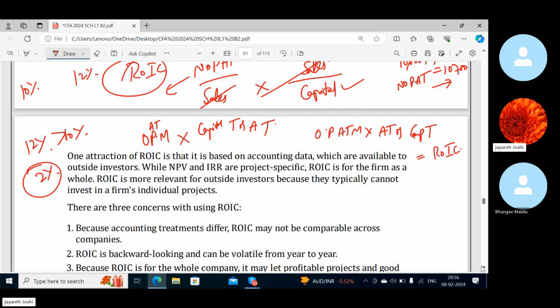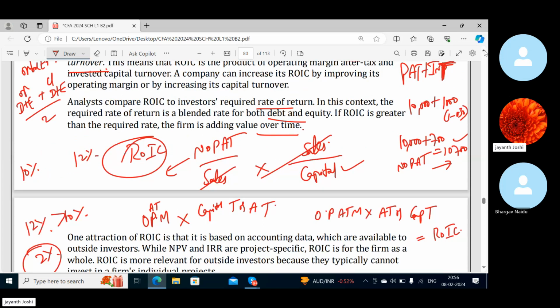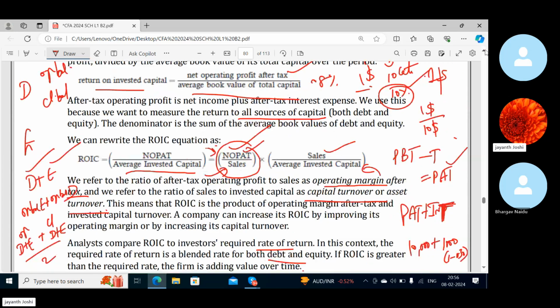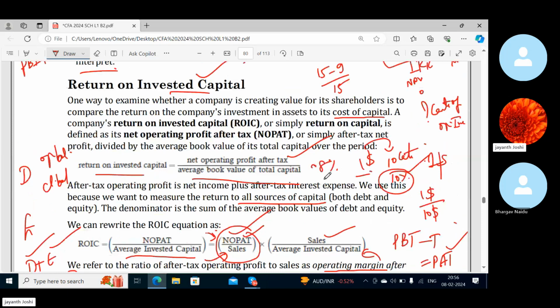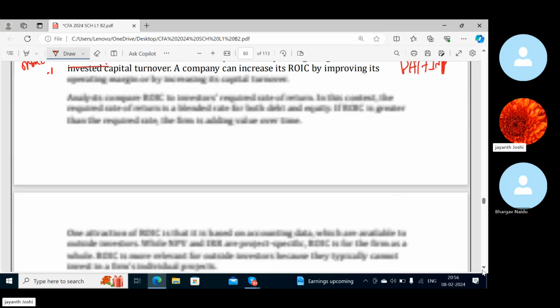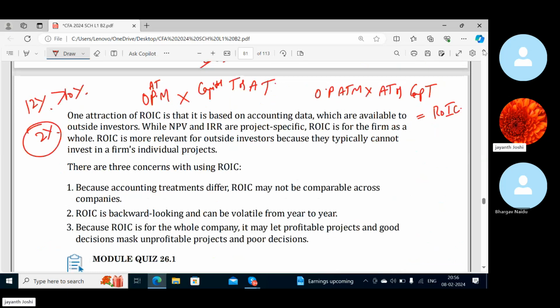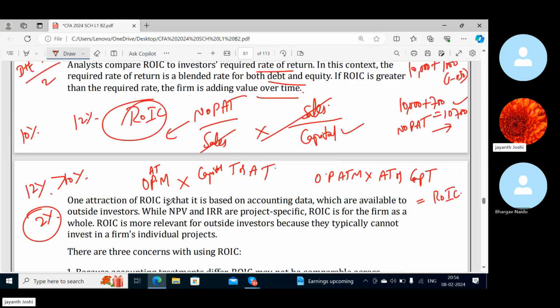Now one more thing, I think we discussed the same thing before also. I was giving you the idea here. 10% is what you got, 8% is what you expected. If you get more than that, it is always good. One attraction of ROIC is that it is based on accounting data. Now comes the thing.